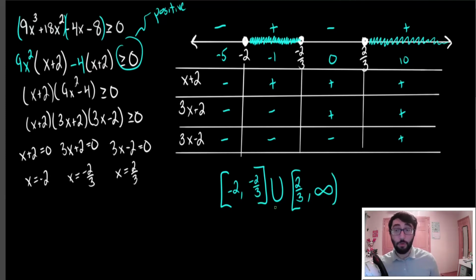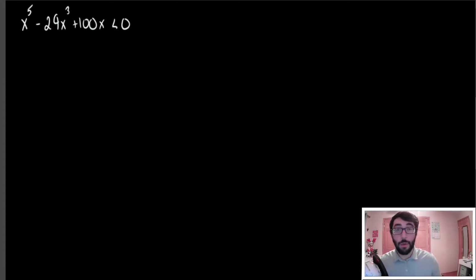Now there are some special cases, generally when we have a factor occur more than once, or if we end up with imaginary zeros. So I want to take a look at a couple more examples just to be safe. So let's say we had something like this, x to the 5th minus 29x to the 3rd plus 100x less than 0. Once again, everything is already on one side of the inequality with 0 on the other side. If that wasn't the case, make sure you first get everything on one side and 0 on the other side. And now what we're going to do is factor. So I'm going to speed through and factor this.